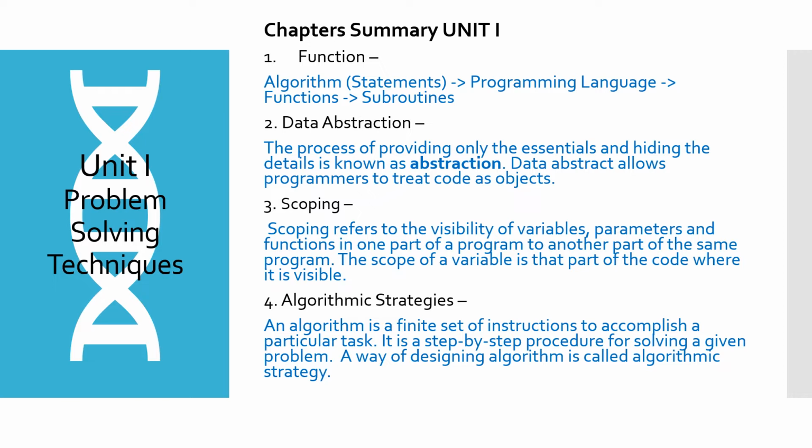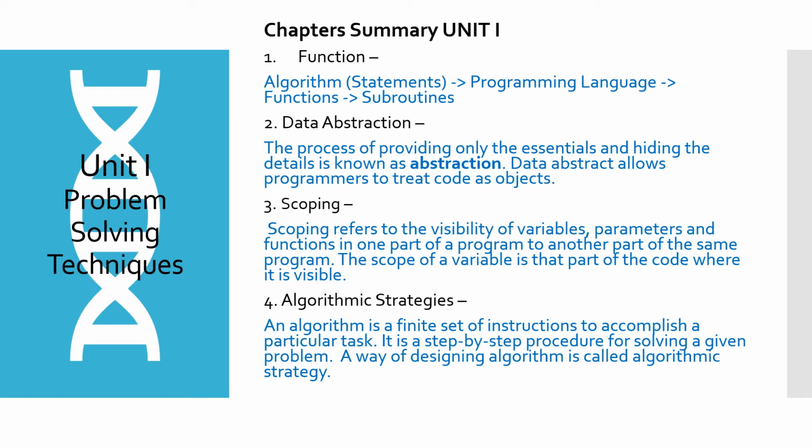Secondly, we discussed data abstraction. What does that mean? Abstraction in general hides the details, but it only provides the essentials to the outside world. That's the normal meaning of an abstraction. But in data abstraction, it actually helps programmers to treat code as objects, and from the object definitions, we can derive other properties. Please visit video number 2 to see more about data abstraction.